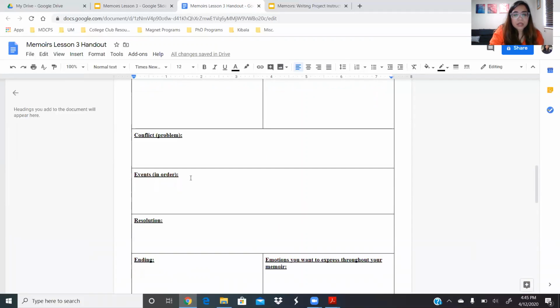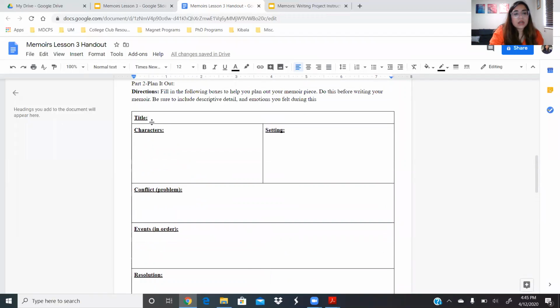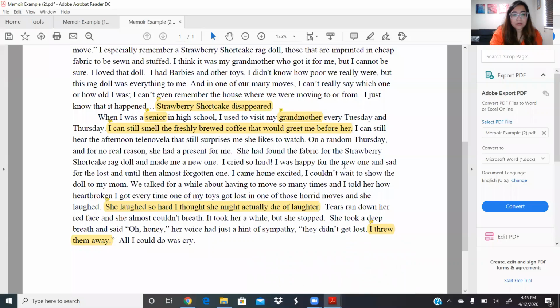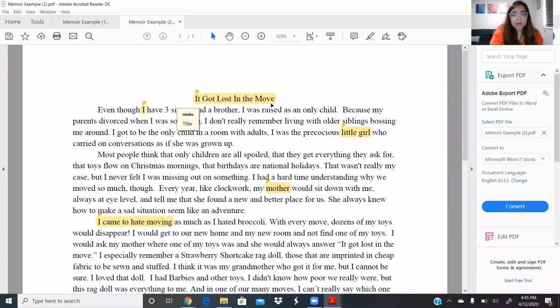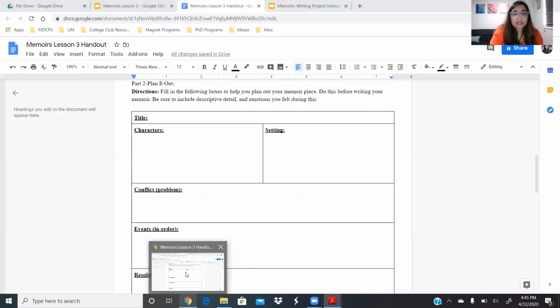So you are going to fill this entire thing out. You are going to have a title for your memoir. Okay, remember that your title has to do with your story. It can't just be Memoir 1 or Cassandra's memoir. It has to have an actual title, right? Just like our example had our title, It Got Lost in the Move, we're going to have a title for our memoirs as well, right?